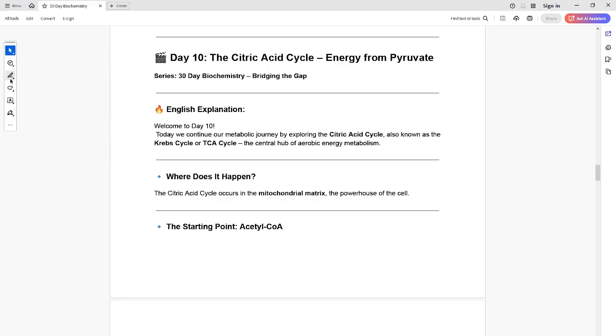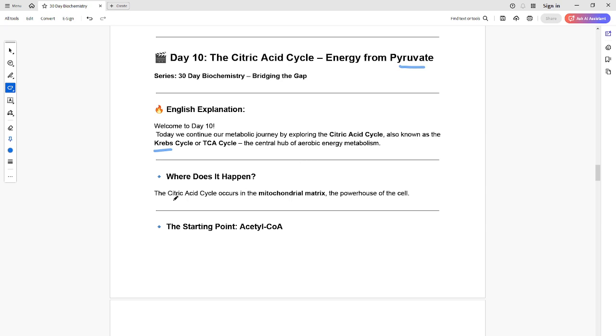The citric acid cycle. How we can extract energy from pyruvate. Welcome to day 10. Today we continue our metabolic journey by exploring the citric acid cycle. It is also known as the Krebs cycle, or TCA for short. The central hub of aerobic energy metabolism.